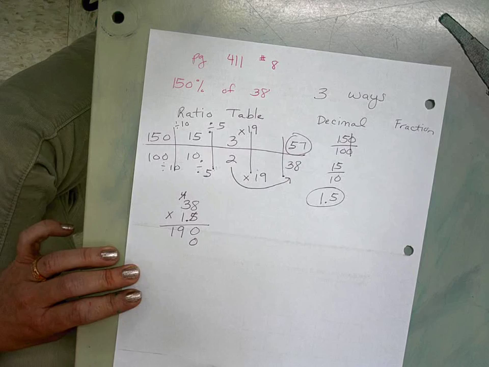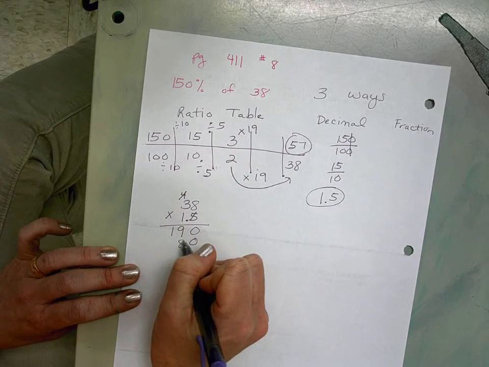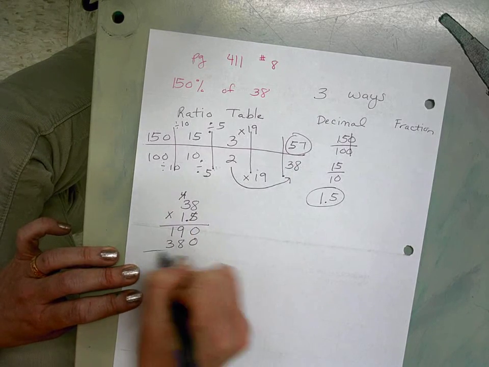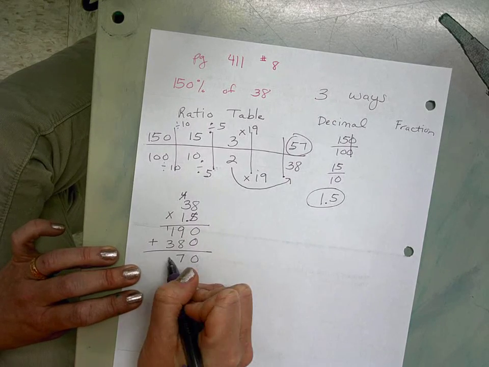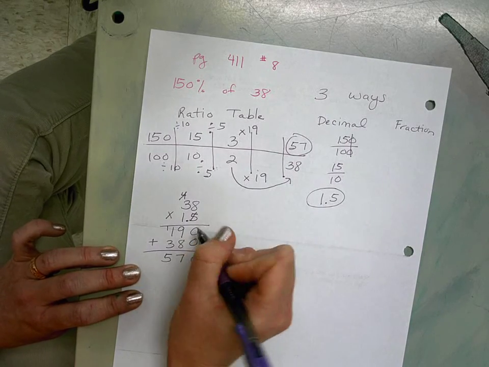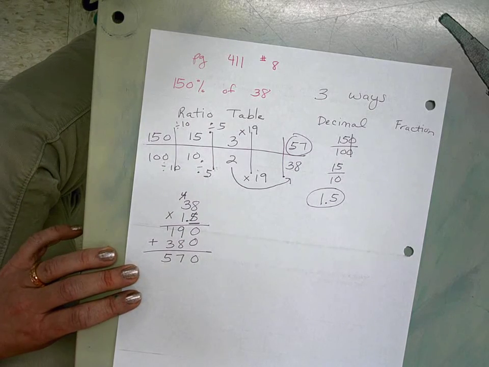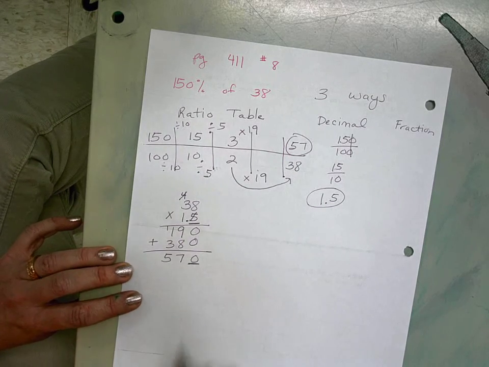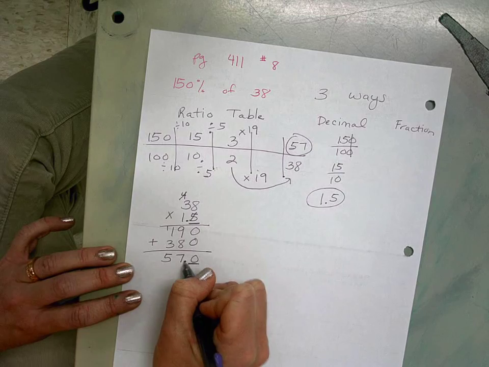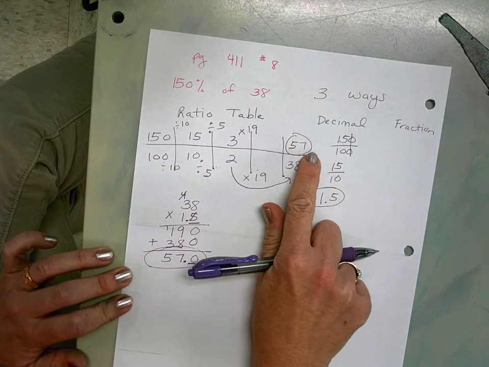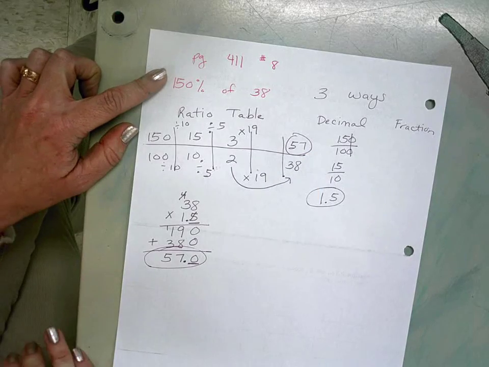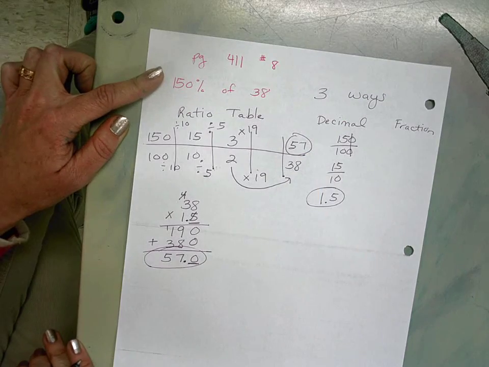I can do my placeholder. 1 times 8 and 1 times 3. And then add them up. I get 0, 17, carry the 1. 570, except I have 1 digit behind the decimal in the problem, so 1 digit behind the decimal in the answer. And I still get 57. 57 for 150% out of 38.